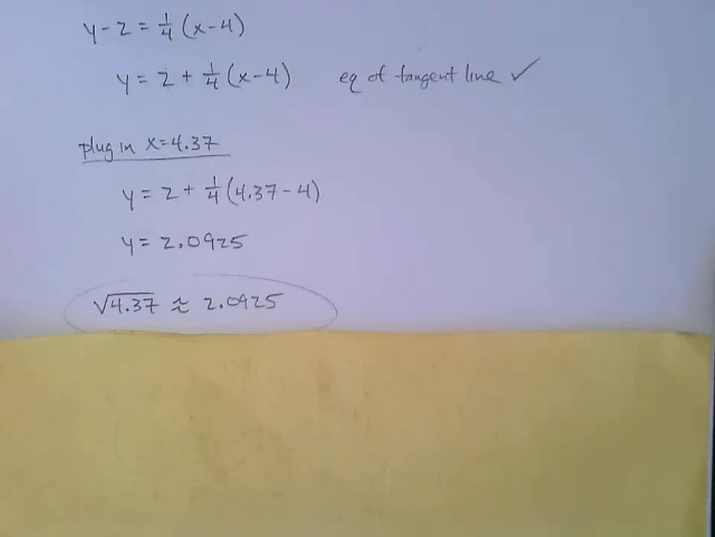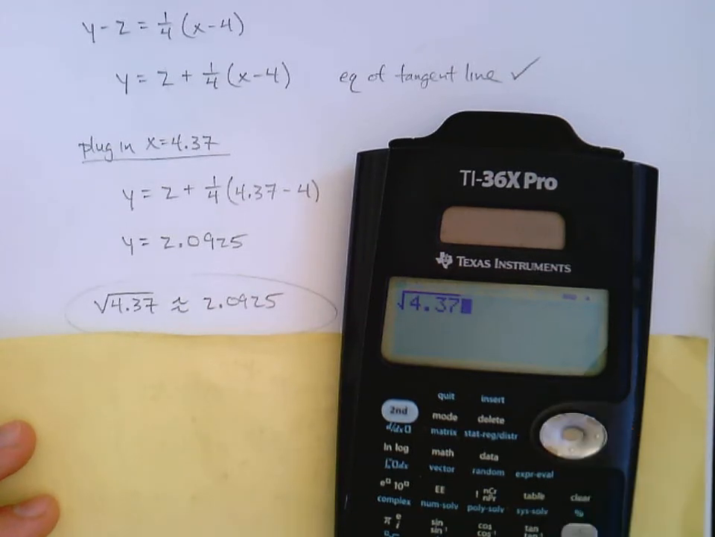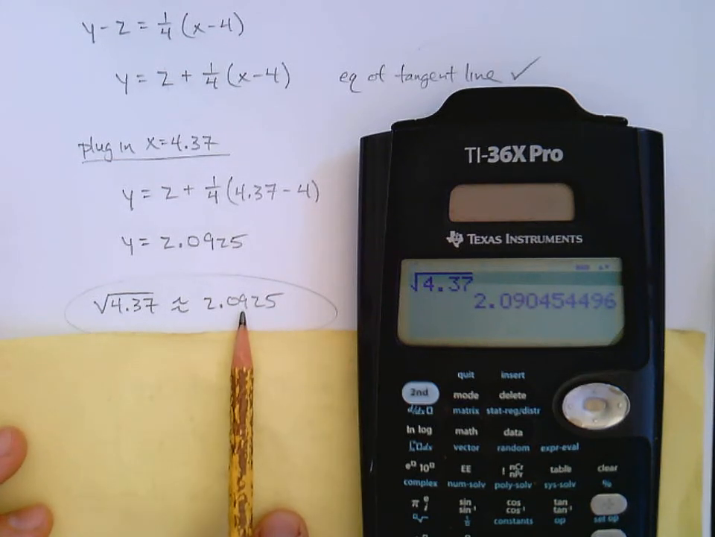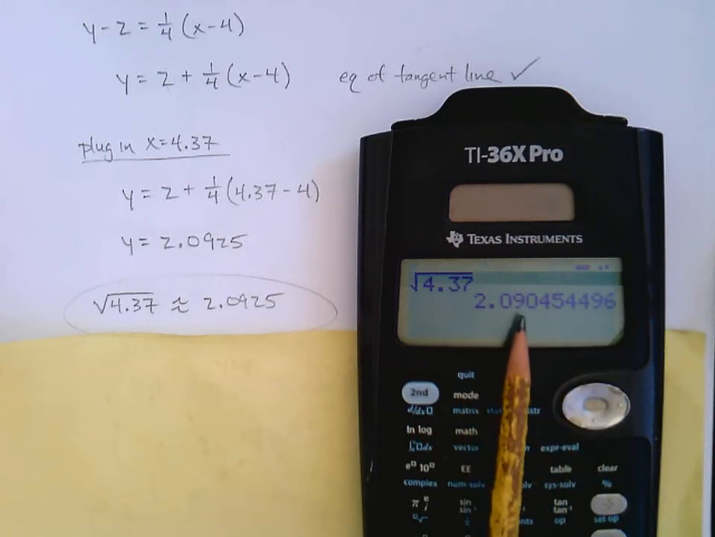But since we live in 2020, and we do have handheld calculators, it'd be kind of fun to compare this number to what our calculator would say, just to see how close we are. All right, so I got my calculator, and just for fun, I'm going to put in square root 4.37 and see what it says. How close is that? Really close. 2.0925, and here I've got 2.090454496, right?